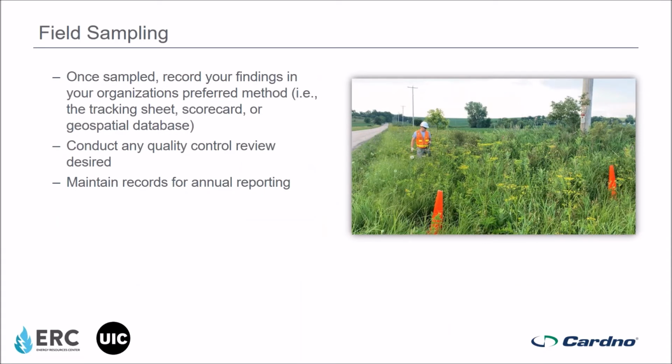Once you've walked through and sampled that, you want to record your findings, again, in whatever preferred method you're using, whether it's the tracking sheet, the scorecard, perhaps the Survey 123 app, or some other method. Then you want to conduct any quality control review that you might have internally to your organization. If you have somebody verifying your sampling was conducted according to the protocol, you want to take care of that shortly after finishing your plots. That will vary, and it's up to you to what extent you want to do that quality control. Ultimately, you want to maintain those records and have those ready for compilation in your annual reporting back to UIC at the end of the year.